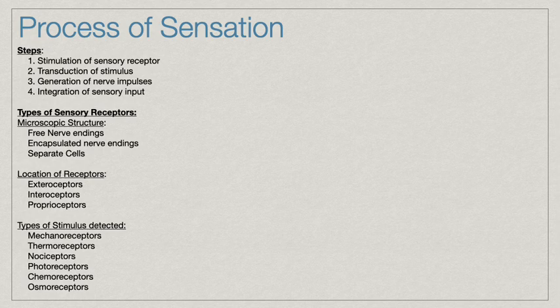Finally, we can categorize these receptors based on their function or the stimulus that they detect. Mechanoreceptors detect some type of mechanical action. Thermoreceptors detect temperatures like heat and cold. Nociceptors are our pain receptors, and these are very important because they're protective against further tissue damage. We have photoreceptors in our eye that detect light. Chemoreceptors, which we're going to look at in our tongue when we talk about taste, detect individual chemicals. And finally, osmoreceptors detect different osmolarities, or solute concentrations, usually sodium ion concentrations.